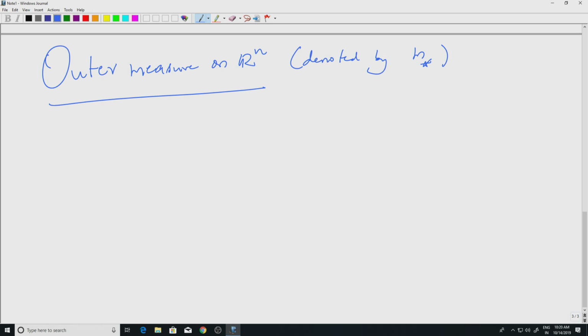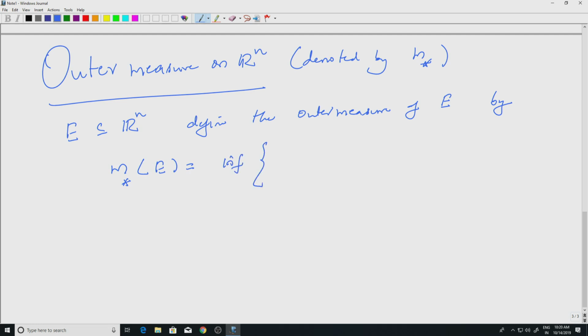You take any set E of Rn. Define the outer measure of E, which is going to be denoted by m star E. So m star of E is equal to the infimum of the summation j equal to 1 to infinity of mod qj, where qj are closed cubes.